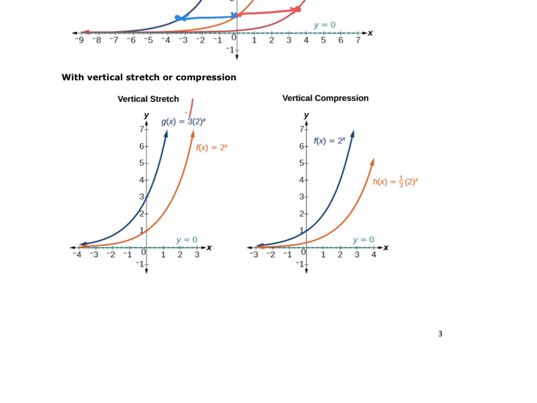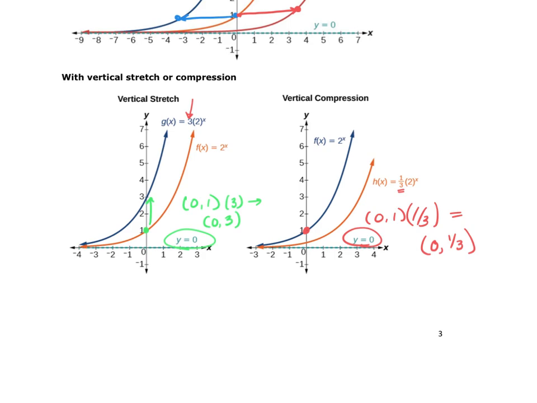Now, whenever I have this a value out front that does exactly what we expect, it's going to stretch it in the vertical direction. Notice how that I still have the same horizontal asymptote, but instead of going through this point, it's going to be moved up as a multiplier by 3. So I took the ordered pair 0, 1 and multiplied it by 3, which gave me the 0, 3. Similarly, here's my original point, which is again 0, 1. This 1/3 is going to go ahead and multiply my y value by 3, which tells me that my point now is 0 and 1/3. My horizontal asymptote did not change.